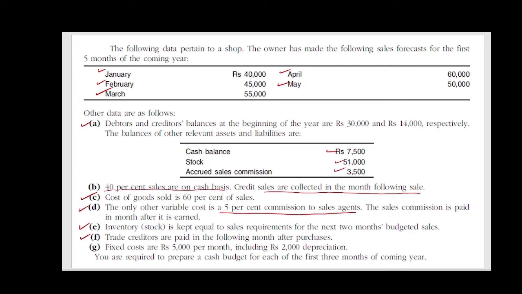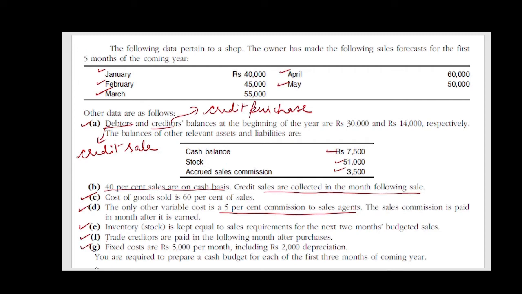Trade creditors are paid in the following month after purchases. Trade creditors arise when you make a credit purchase, let us say, of raw materials. And debtors arise when you're making a credit sale. Debtors are the people who owe money to you. Creditors are the people to whom the business owes money.